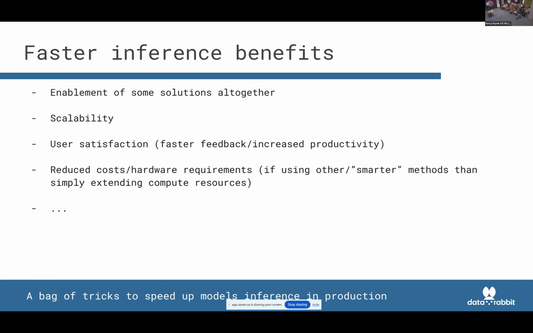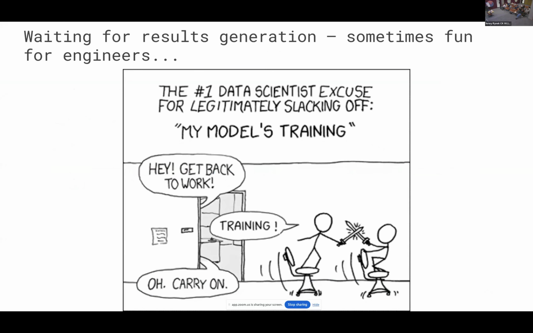The other one is scalability. The faster we can deliver the predictions, the more requests we can actually process. Another one, user satisfaction. We as ML folks, if we have to wait for training, it's not really that problematic for us, right? We can do some development in the middle, write some tests, maybe catch up with some papers.